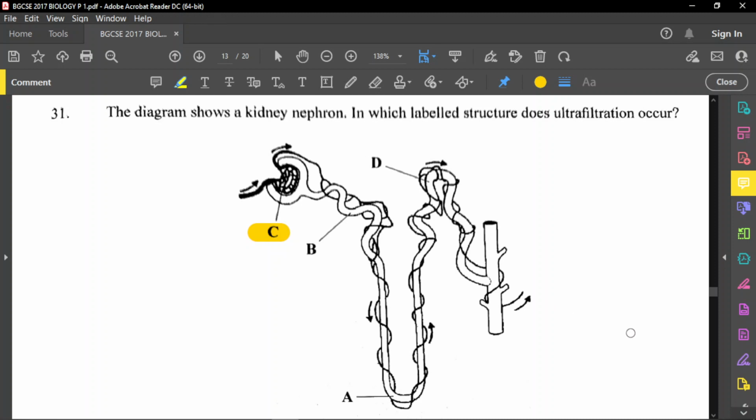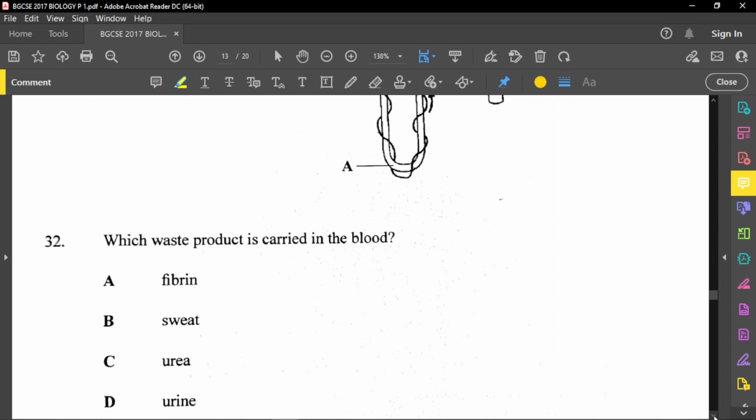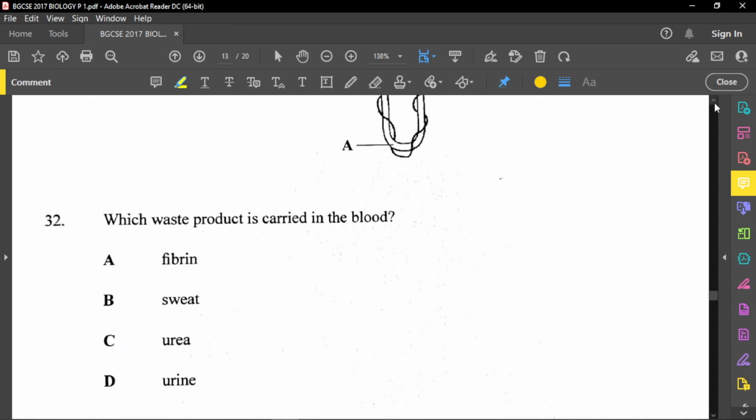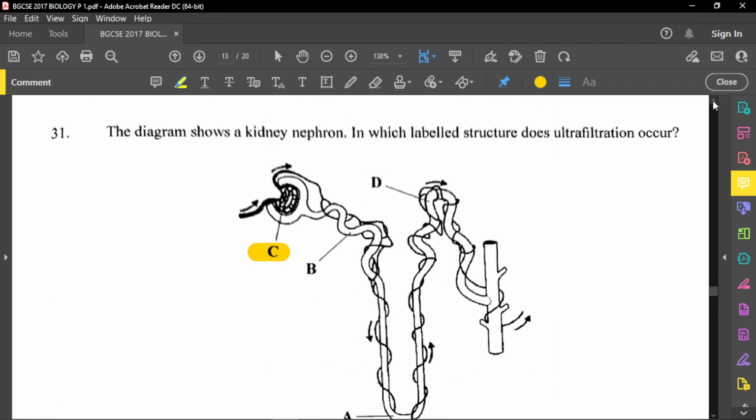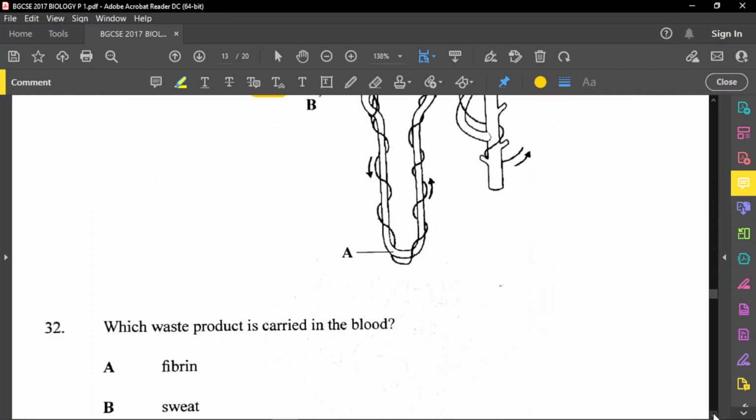So C is definitely the correct answer for that one, the glomerulus. All right, and ultrafiltration. Let us go back to explain what ultrafiltration is. We're going to hurry up and finish anyhow, so don't worry too much. Ultrafiltration is the filtering of substances from the capillaries into the Bowman capsule under high pressure, because it's coming from the arterial end of the capillaries, where pressure is higher.